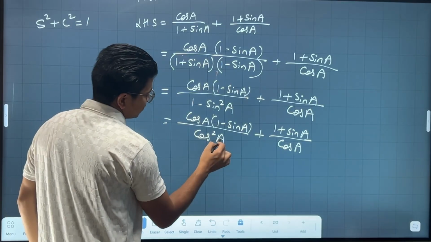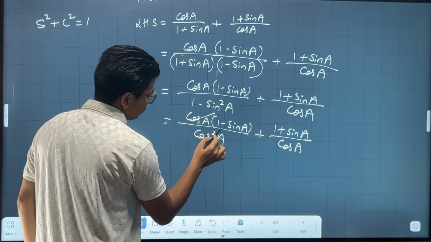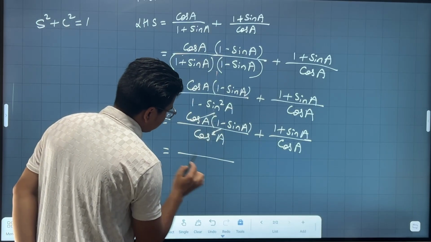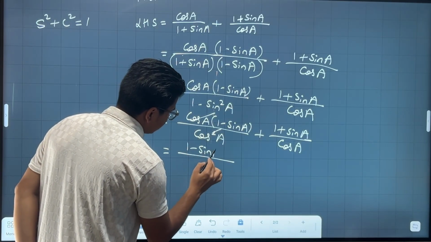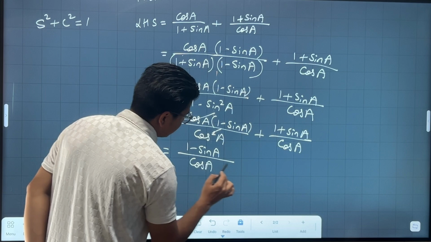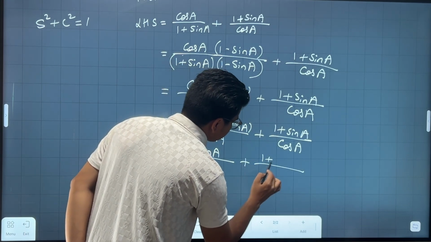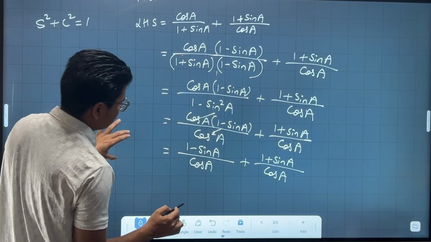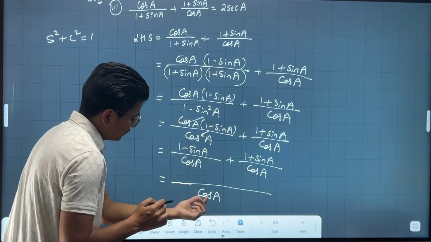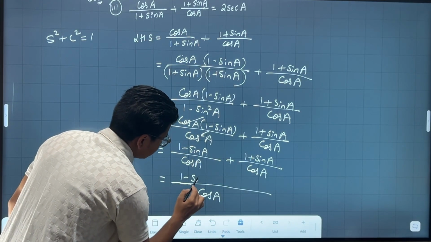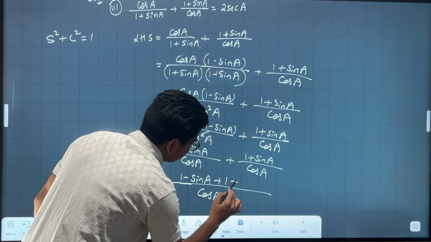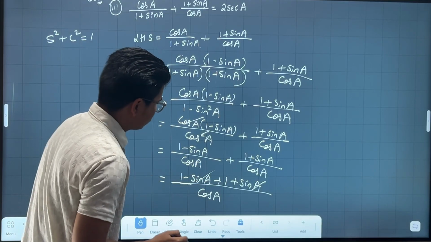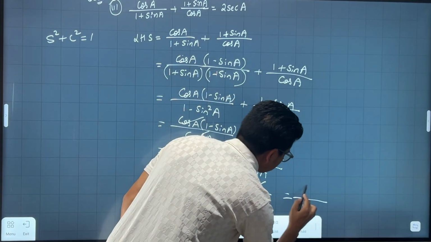Cos square a means cos a into cos a. Can I cancel 1 cos a with 1 cos a? Yes, I can cancel it. And you see here what it remains, 1 minus sine a upon cos a, then plus 1 plus sine a upon cos a. Let's take the LCM. LCM of cos a will be cos a, correct? Then 1 minus sine a, then plus 1 plus sine a. Sine a I can cancel. 1 plus 1 will be 2.